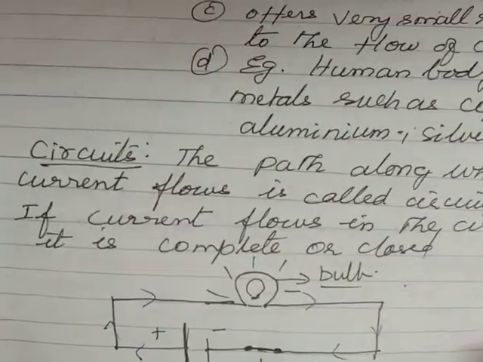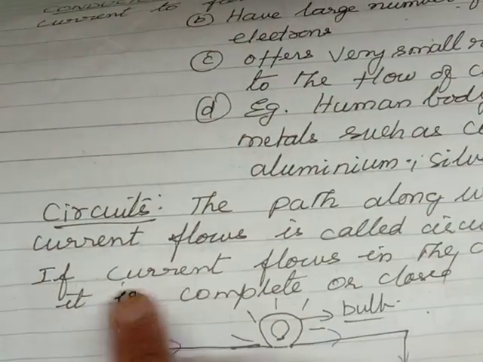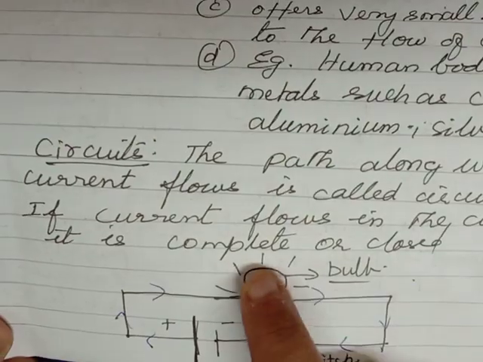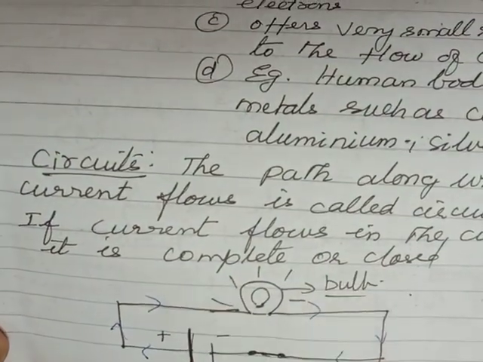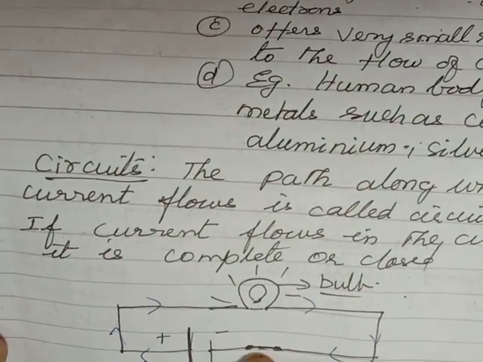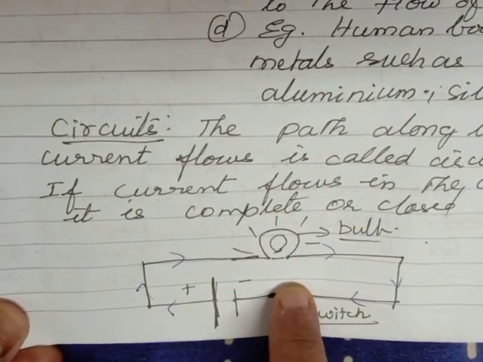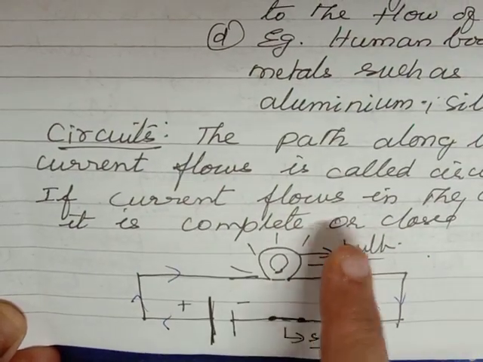If current flows in the circuit, it is complete or closed. So if current is flowing through the circuit, look at the symbol for the bulb. The bulb is glowing. I have given a symbol. That means the circuit is complete or it is closed. Look at this symbol. This is a switch. So it is closed absolutely. So that means the switch is on and the circuit is complete.